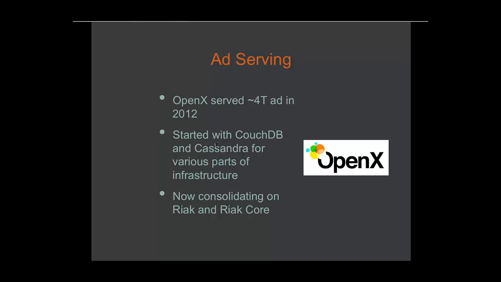OpenX is an ad technology platform, and they served over 4 trillion ads last year. They originally were using Cassandra and CouchDB, but they moved over to Riak to store all of their user and trafficking data. They're also a Riak Enterprise customer to provide multi-data centers throughout their global infrastructure. On our users page, there's a video from one of their engineers that goes into more details about why they chose to switch to Riak from CouchDB and Cassandra and how they're using it.